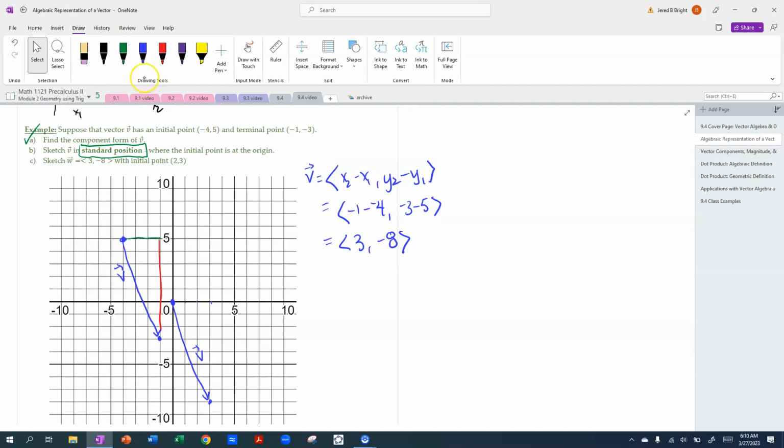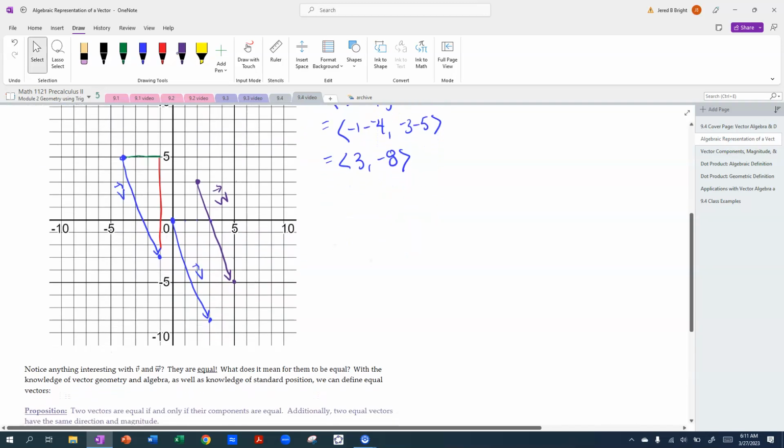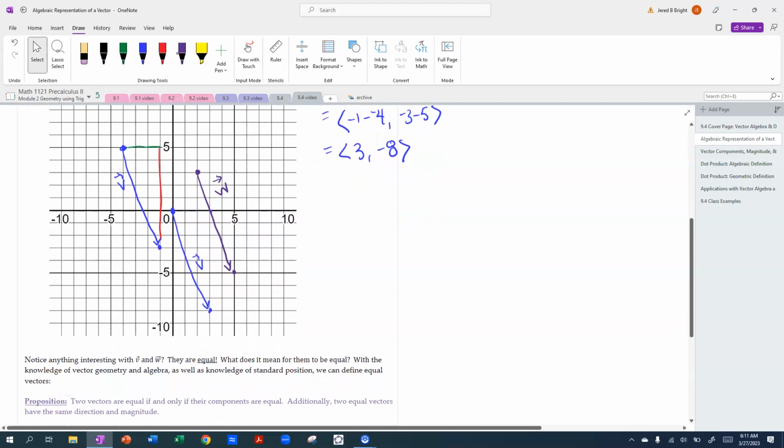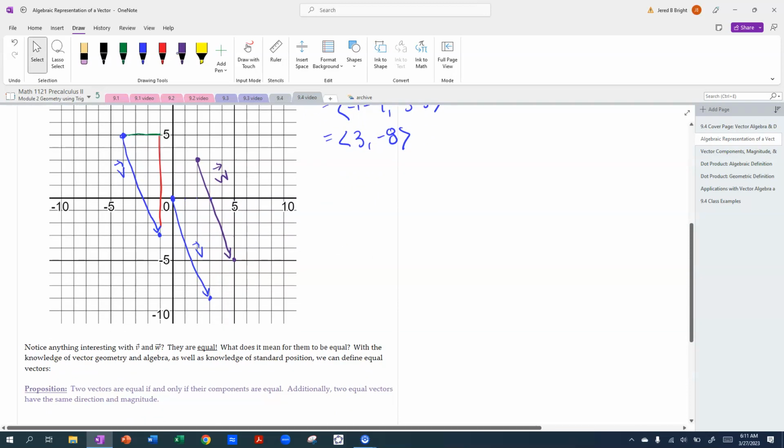All right, and then the last problem says sketch w with that as the initial point. So 2 and then 3. There's the initial point, and then from here go 3, then 8 down. And there's w. Oh, w seems very familiar. It should. And in fact, I would say w and v are equal.